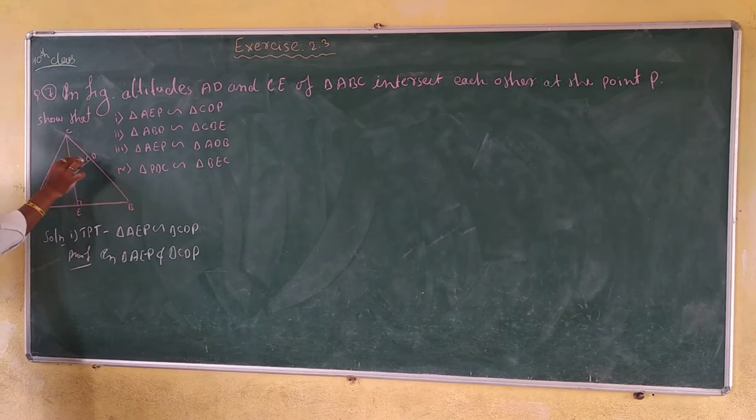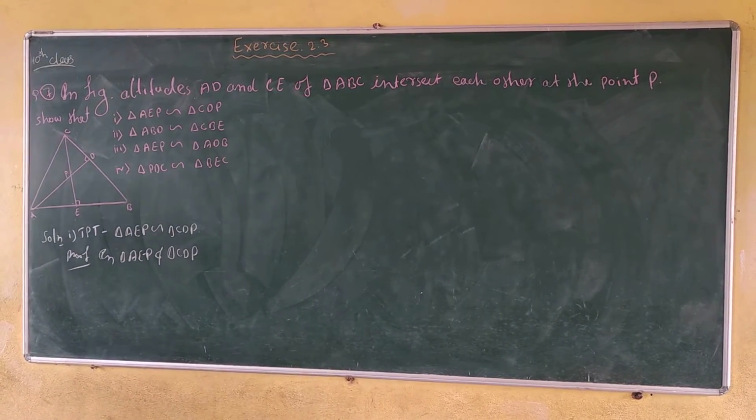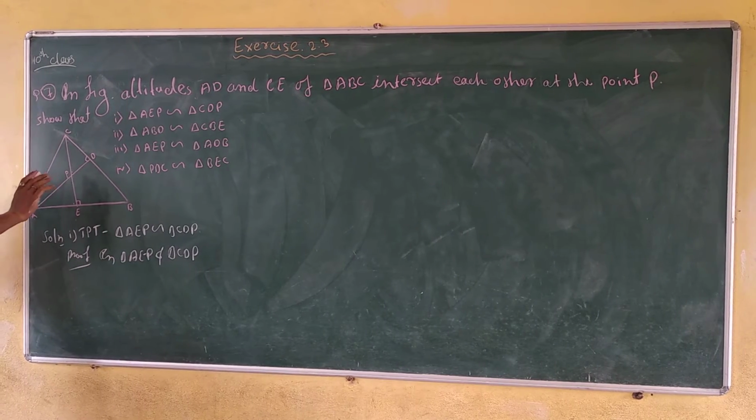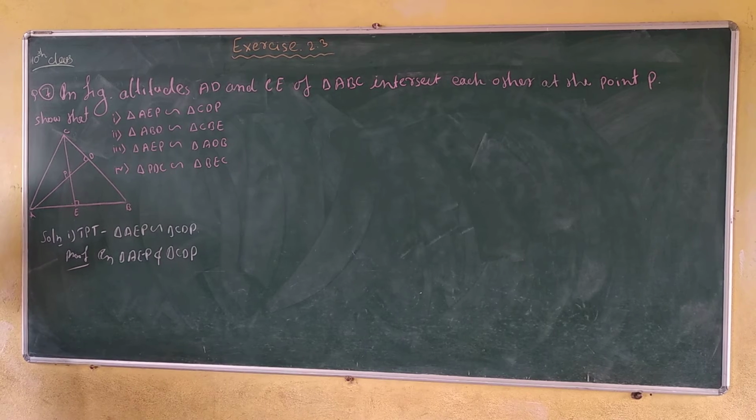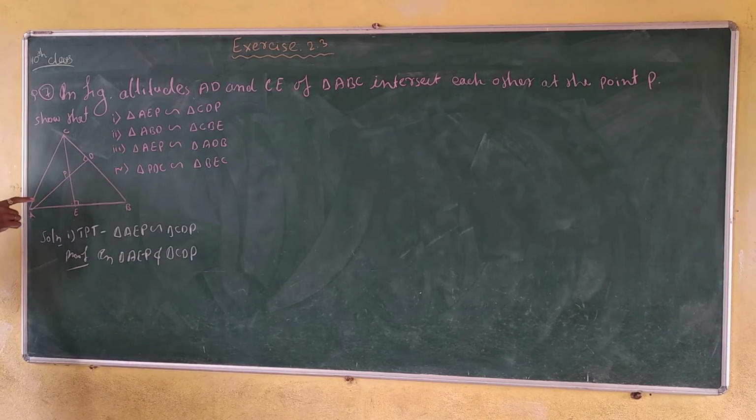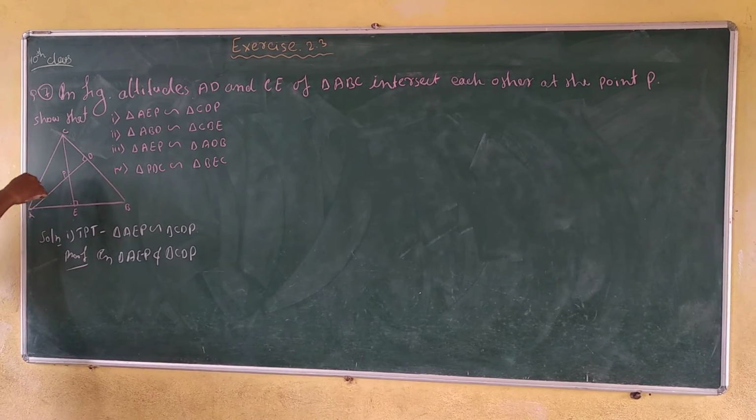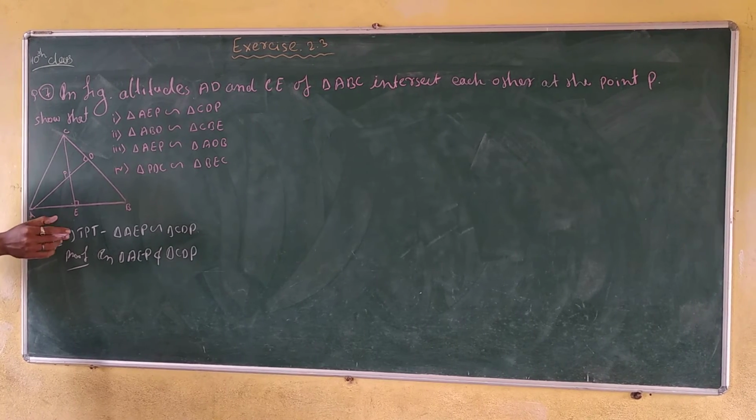These are the 3 angles of this triangle. Now we have to find which angles are equal to each other between these two triangles. See here, this is P and here also P. The angles are vertically opposite. The vertically opposite angles are equal to each other.